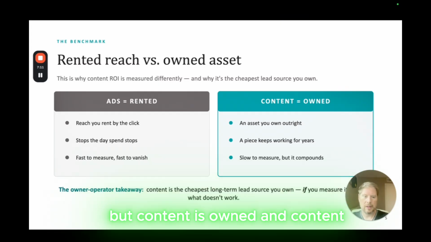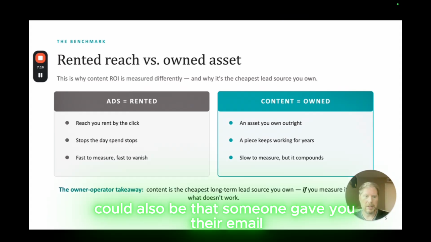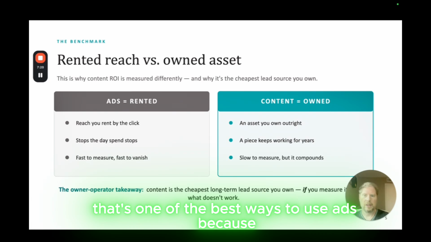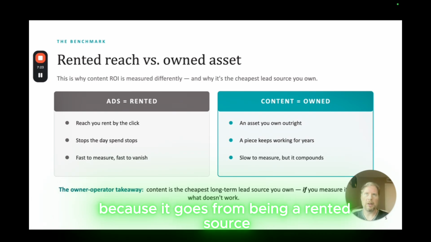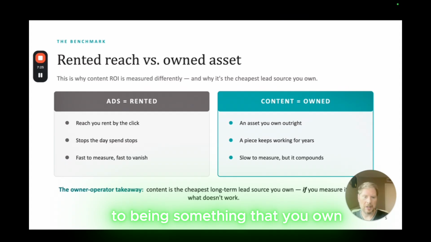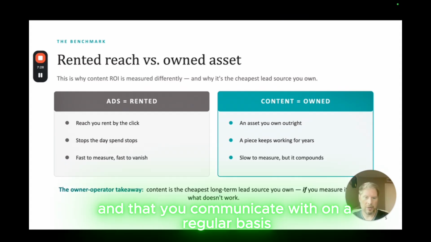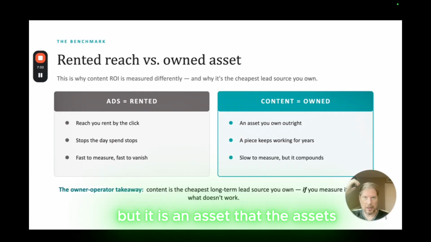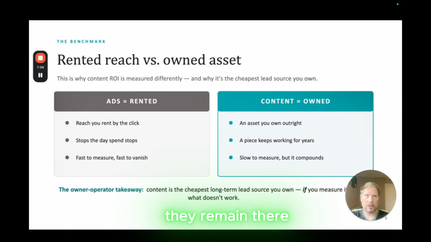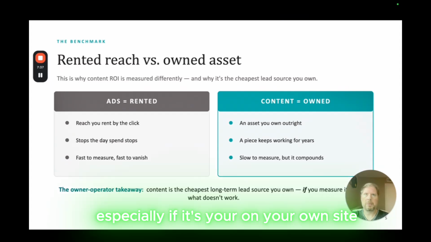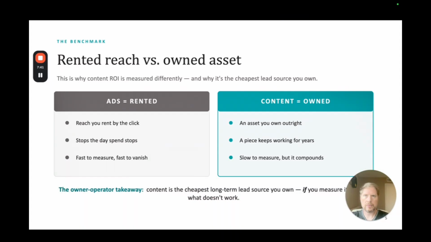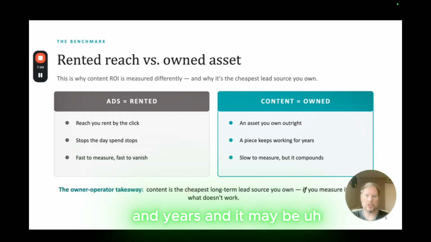But content is owned. And content, by the way, could also be that someone gave you their email and now you're emailing them. That's one of the best ways to use ads because it goes from being a rented source to being something that you own and that you communicate with on a regular basis. It's an asset that you own, but it is an asset. The content assets that you put out, they remain there, especially if it's on your own site. It can keep working for years and years and years. An email list can keep working for years and years and years.